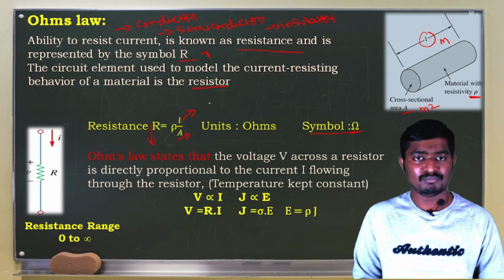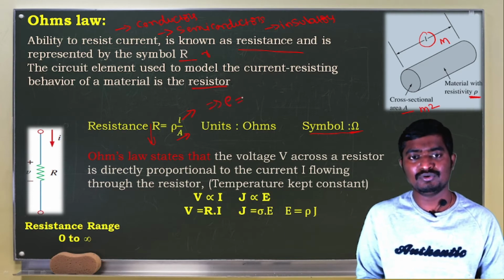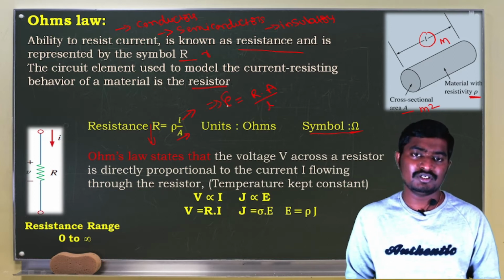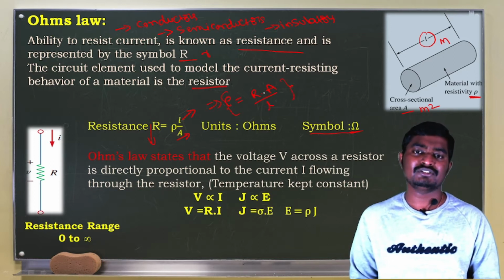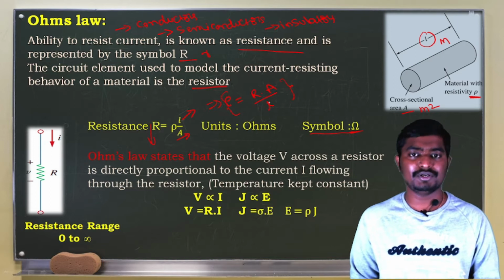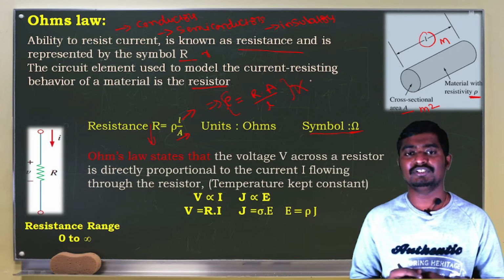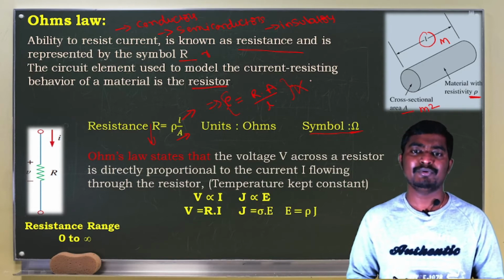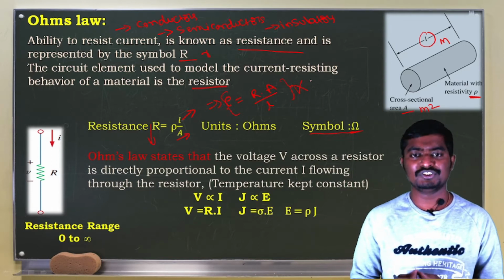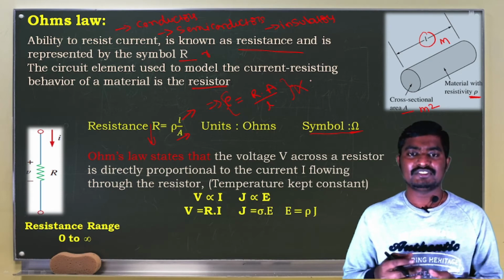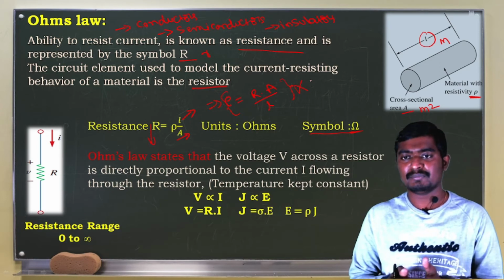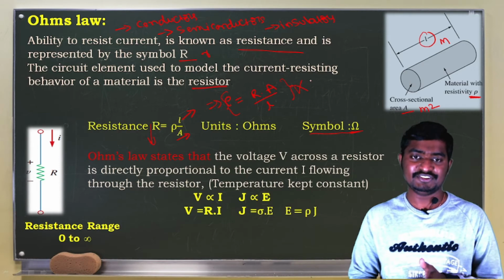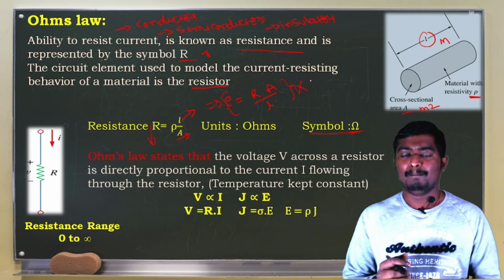But from this formula, we can say that resistivity is equal to R into A by L. From this, we cannot conclude that resistivity of a material depends upon the physical dimensions of the material. No, it is wrong. Resistivity of a wire depends upon the material it is made up of. It does not depend on the physical dimensions. So we can say that resistance depends upon the physical dimensions and resistivity depends on the material.